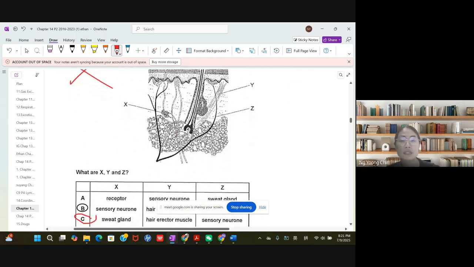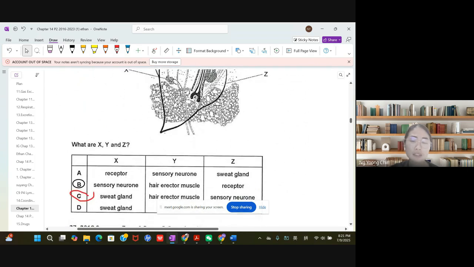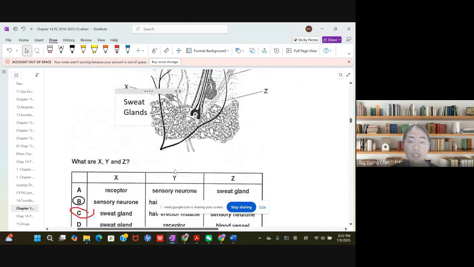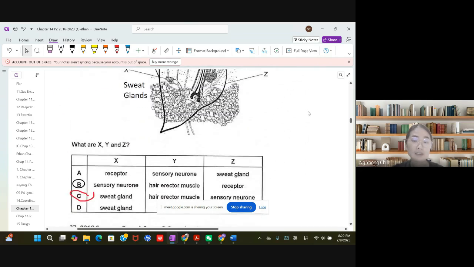Human skin. Okay, you need to identify the structure. What is X? X is a sweat gland, okay? It's not a sensory receptor. Actually, it doesn't look like a sensory receptor also. X is a sweat gland. And then Y is the hair erector muscle. You can see there's a muscle connected to the hair follicle. When this muscle contracts and relaxes, it will cause the hair follicle to erect or relax. So this Y is the erector muscle.